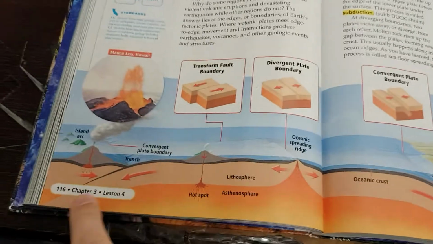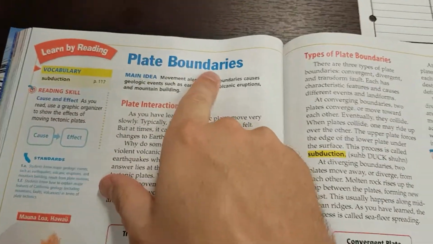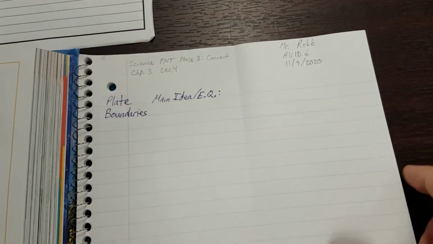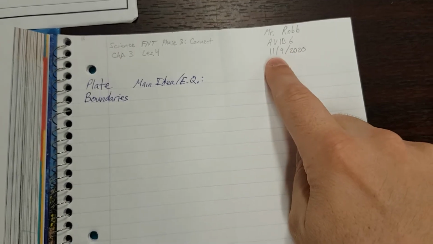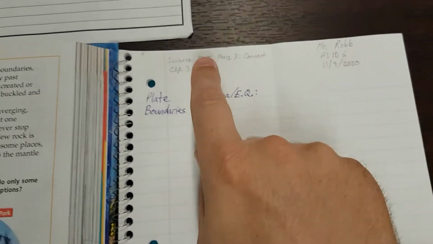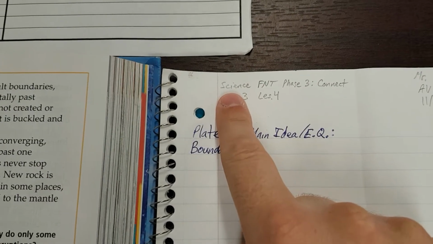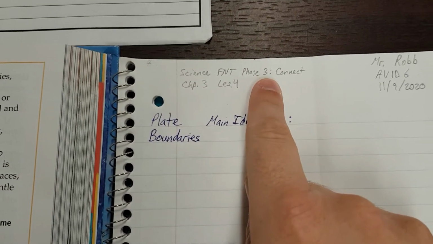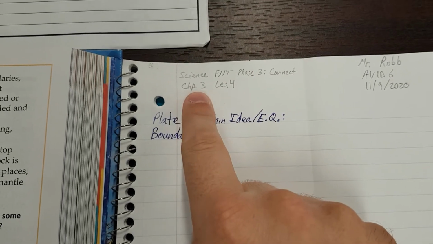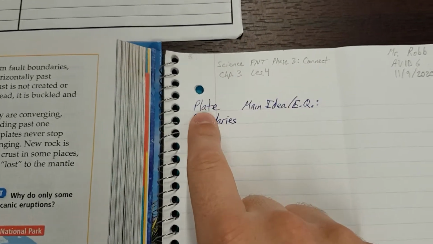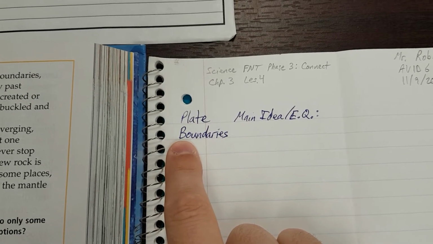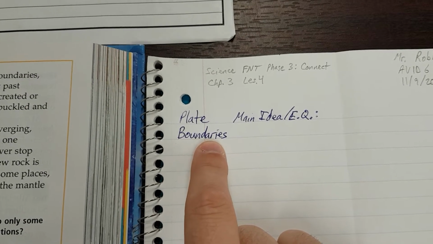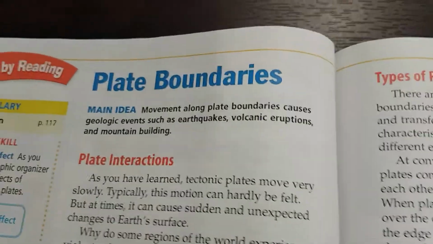All right, here we are, Chapter 3, Lesson 4, Plate Boundaries, the first day. Let's set up our paper, our name, class, AVID 6, date. For this video, it's Monday, November 9th, 2020. Topic or objective, science, FNT, Phase 3, connect. Chapter 3, Lesson 4, Plate Boundaries, P-L-A-T-E B-O-U-N-D-A-R-I-E-S. Plate boundaries. Main idea or essential question.